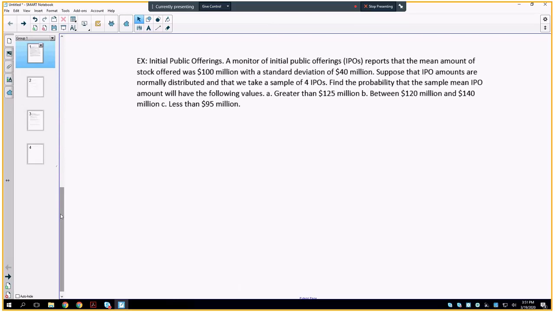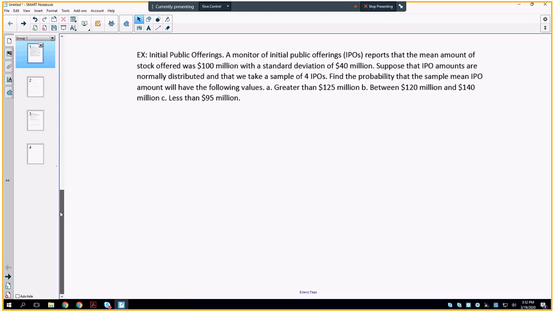Okay, so let's do an example. Initial public offerings, which we're going to call IPOs. A monitor of IPOs reports that the mean amount of stock offered was $100 million with a standard deviation of $40 million. Suppose that IPO amounts are normally distributed and that we take a sample of 4 IPOs. Find the probability that the sample mean IPO amount will have the following values, and then we have some values here, A, B, C.